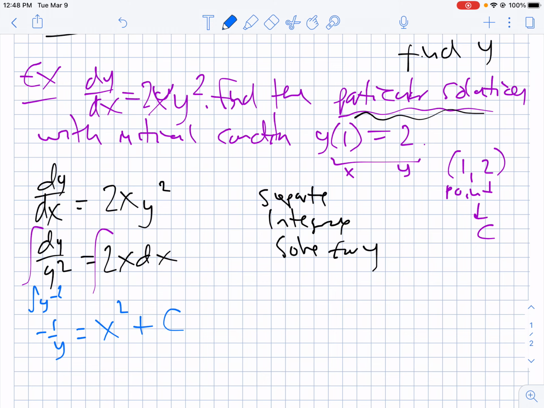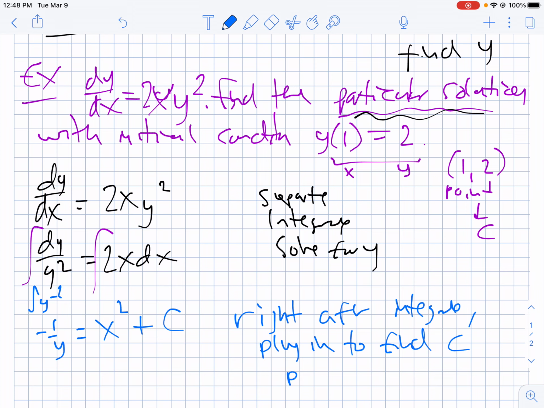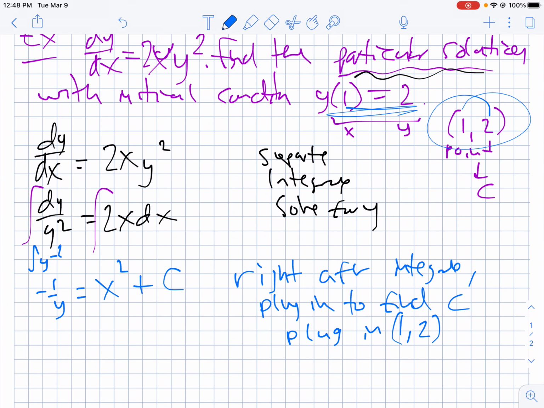Now, there are multiple ways you can proceed, but this is what I'm going to recommend. Right after you integrate, this is where you want to plug in to solve for c. So we're going to plug in that point that was given, that (1, 2), right here, and use that to help us find the c. Now, you can wait until you solve for y, but the problem is you're going to have to unpack the equation to get the c by itself. Right now, the c is just sitting out here, ready for the taking like an apple in the Garden of Eden. So let's plug in that (1, 2).